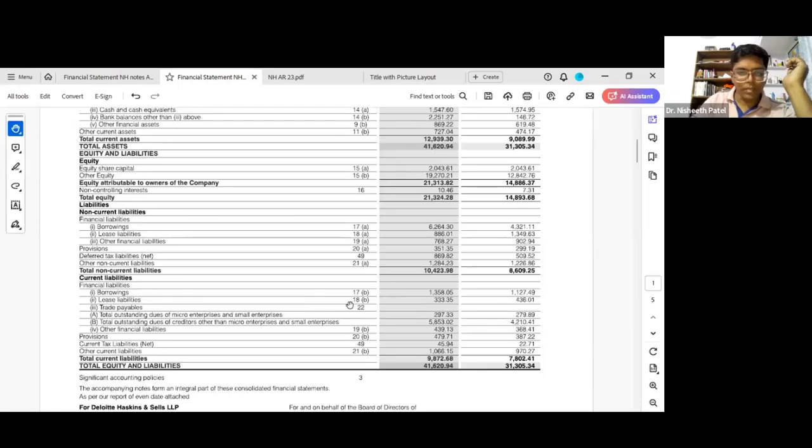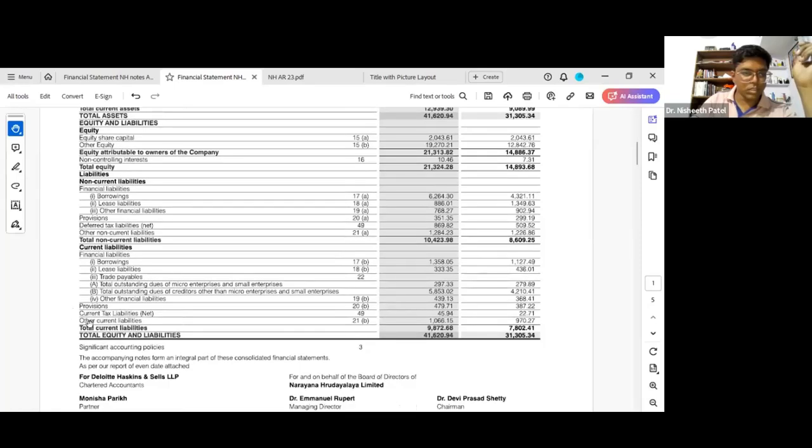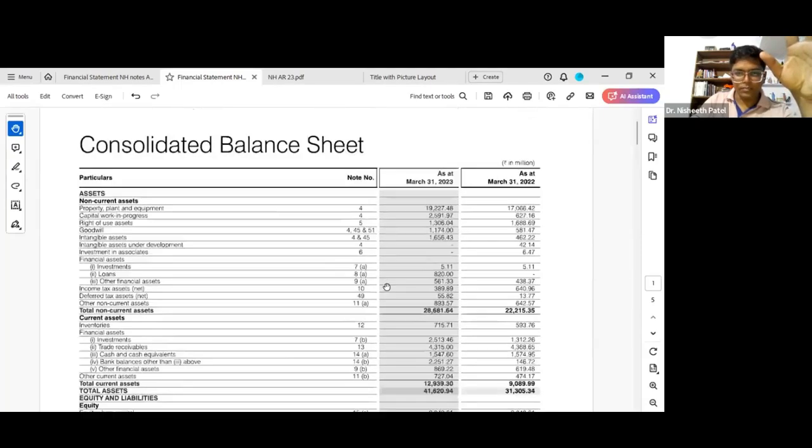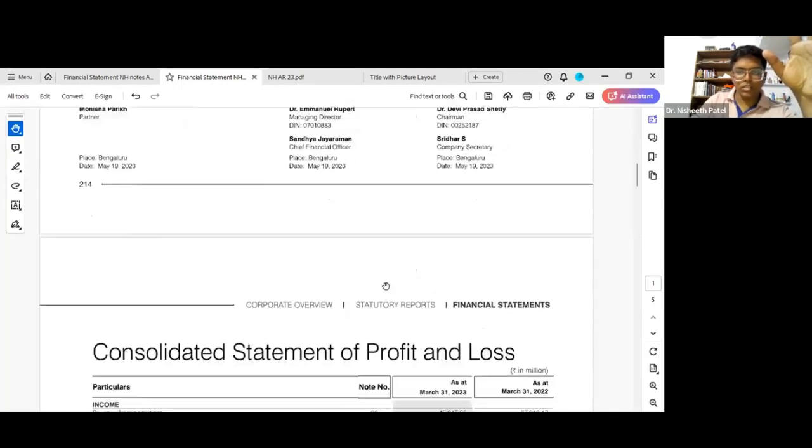This is the trade payables. If a company has to pay to some customer, or advances for any agencies, that is included in this trade payable segment. So this is the total current liability. So assets and liabilities are matched on both sides. Okay, so this is the balance sheet.